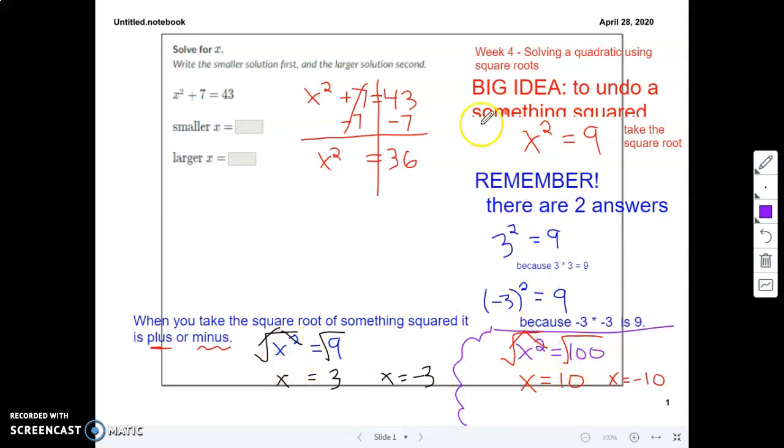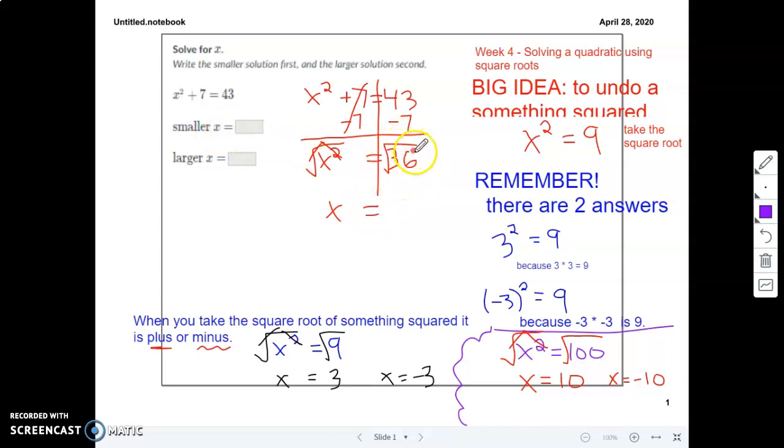So we remember to undo this squared, you do what? You take the square root. So you do the square root on one side, the square root on the other side. The square root on this side crosses off. See how it makes a house? And you're just left with x. X is equal to, now there's two answers here. See how they kind of give you that clue that there's two answers?